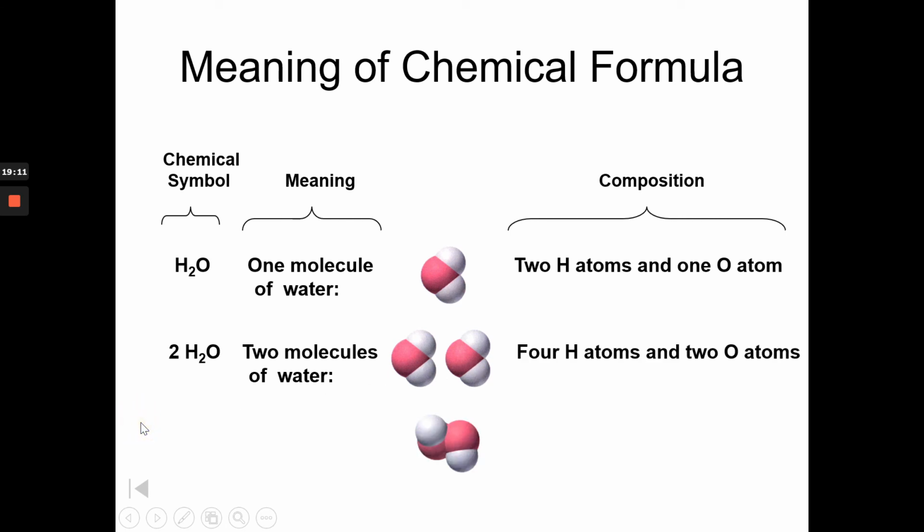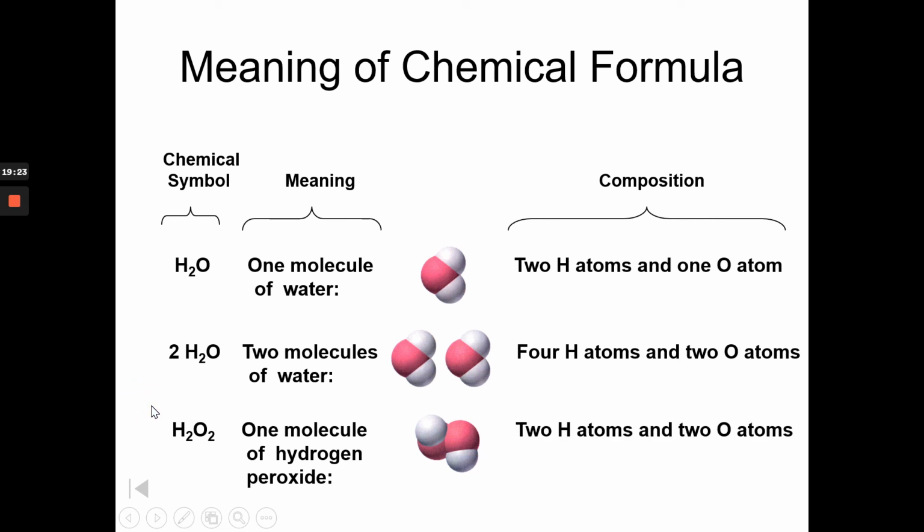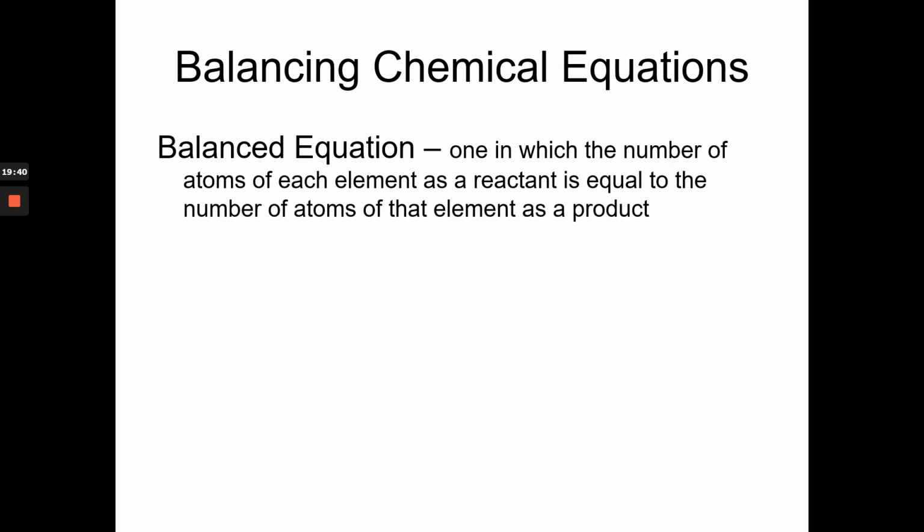If I instead wrote this or drew this, this represents a single molecule composed of 2 hydrogens and 2 oxygens. That happens to be called hydrogen peroxide, and this little 2 down here is very different than the 2 up here. They mean something very different. So let's make sure when we balance equations, we only use coefficients. Never ever change the subscript, because that changes the substance that you're dealing with.